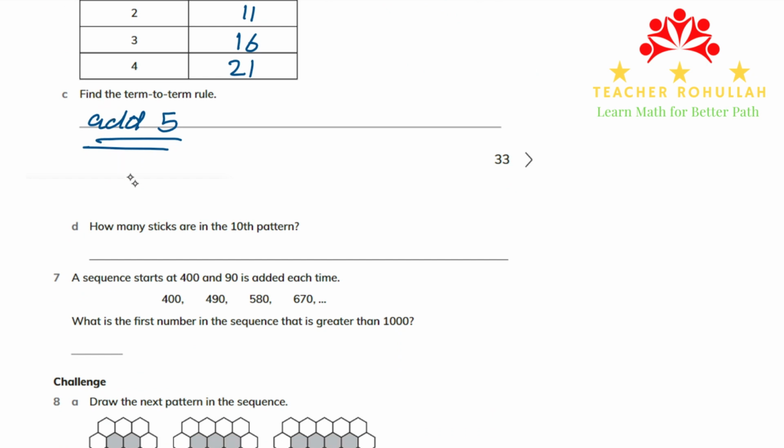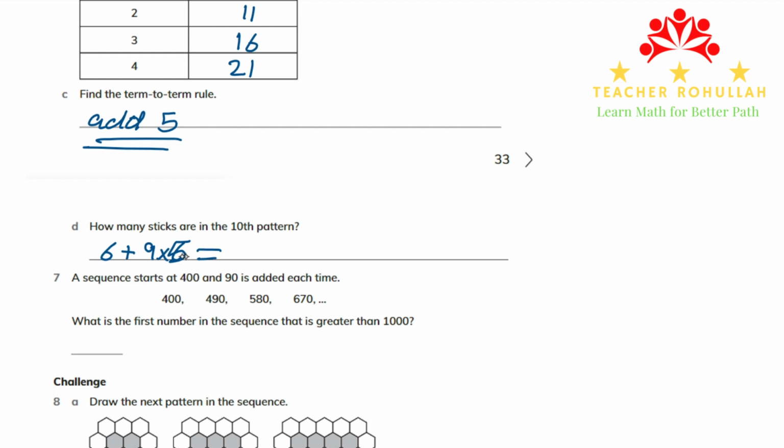In part D, it says, how many sticks are in the 10th pattern? We know that we have 6 sticks in the first pattern. So to get the 10th one, we can add 9 times 5 to 6. 9 times 5 gives us 9 patterns, plus 6, which is the first pattern.